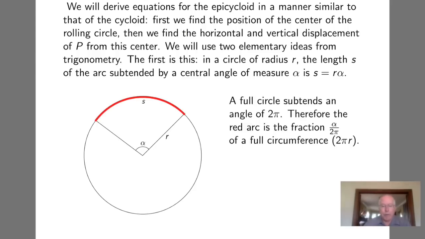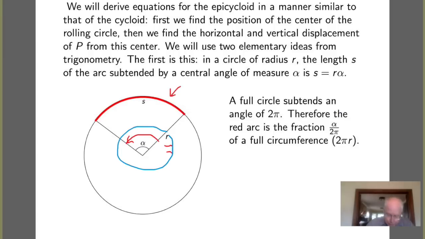Now here's what that looks like geometrically. Suppose we have an angle alpha here on a circle of radius r. We'd like to know how long this arc is that is, as they say, subtended by this angle. We can do this by a simple ratio. Now, a full circle subtends an angle of 2 pi. Here's the full circle, measure 2 pi. And so that red arc is going to be the fraction alpha over 2 pi of the full circle. And of course, the full circumference has value 2 pi r.